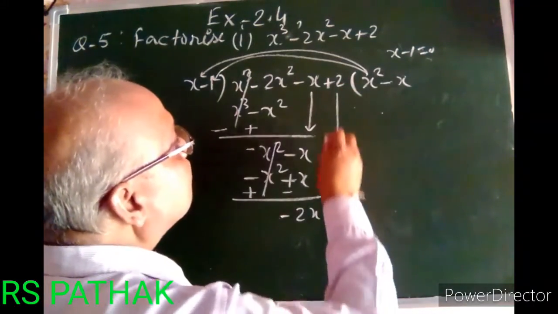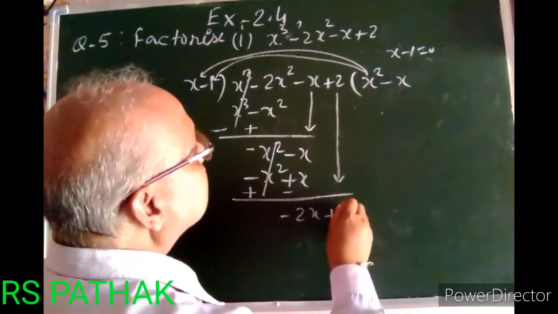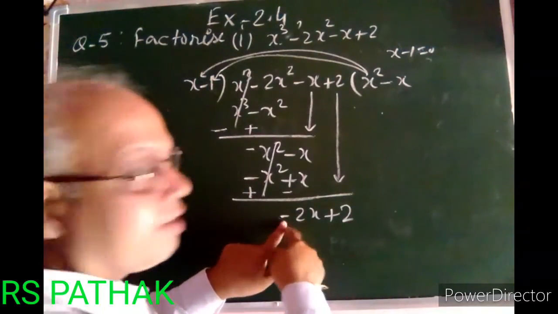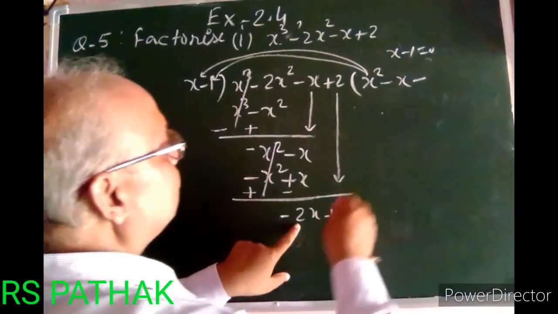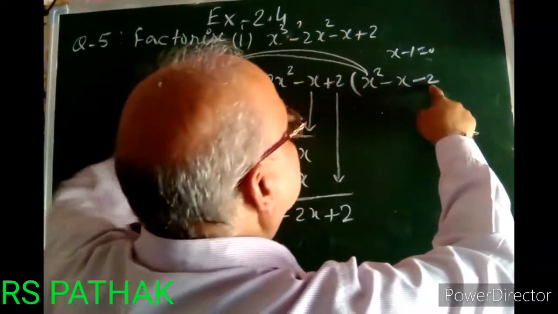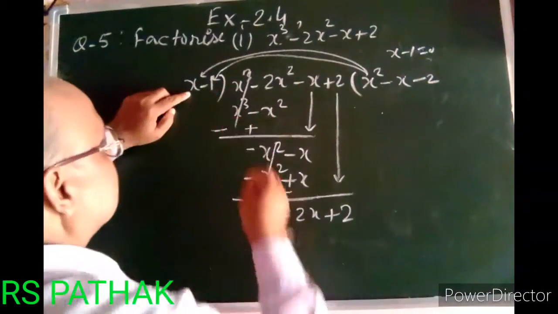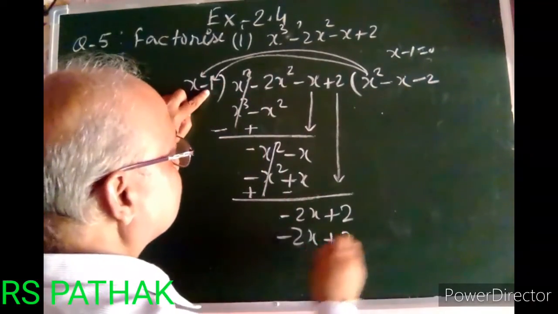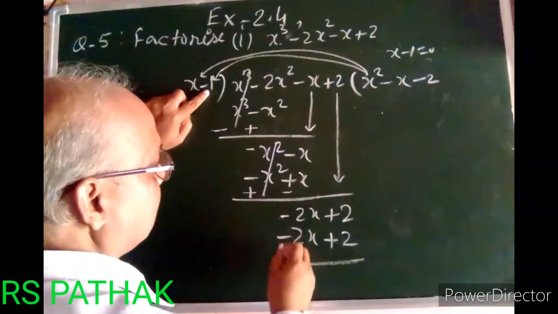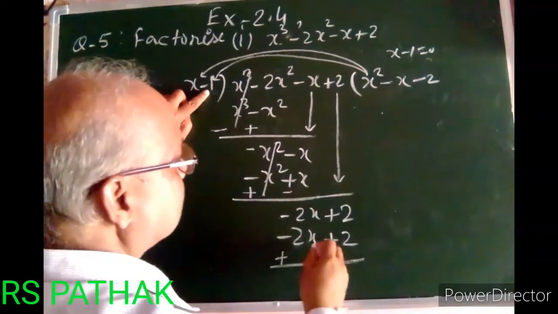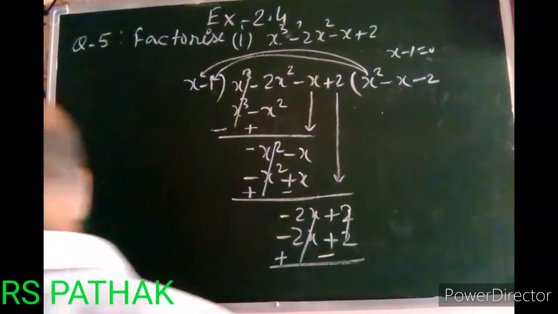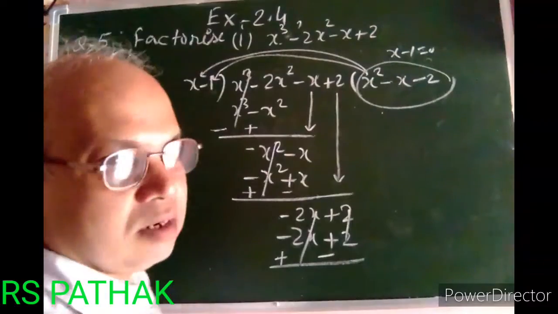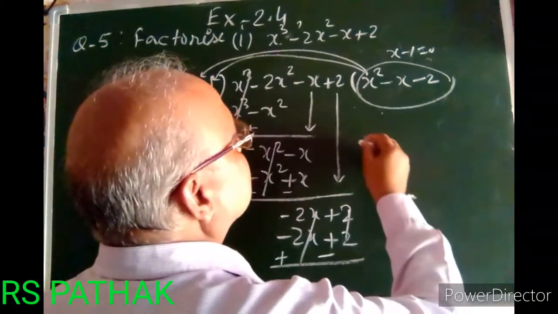Now plus 2 will be written down. Now minus 2. This minus sign will shift here. Now minus 2 multiplied with x is minus 2x. Minus 2 into minus 1 is plus 2. Change the sign. This minus will change to plus. This plus will change to minus. Both are cancelled. Now after division I have found this polynomial, x square minus x minus 2.